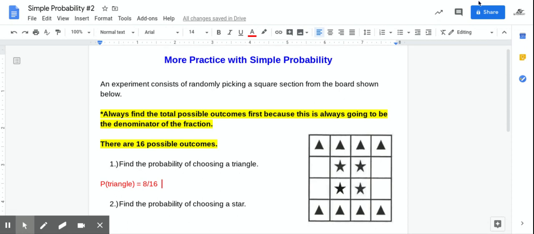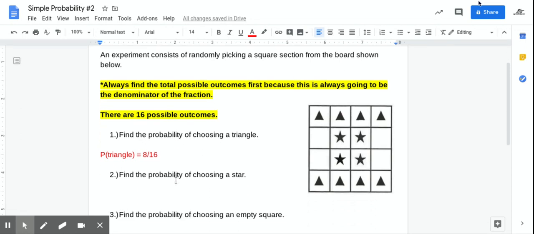I just can't do that in this Google Doc. So we can also represent the fraction this way. All right, so let's try another one.